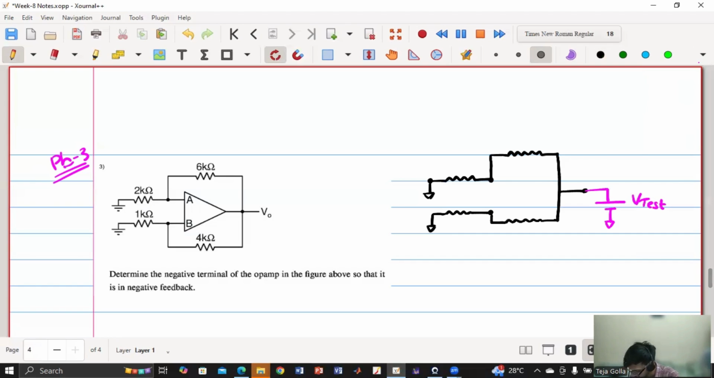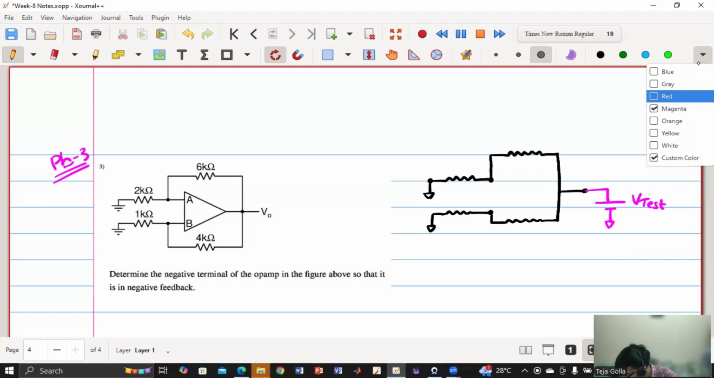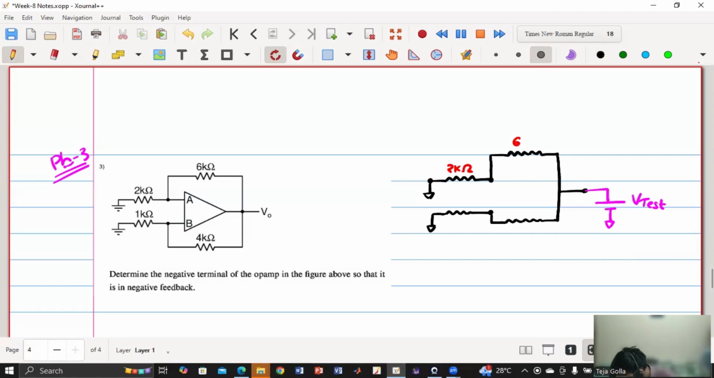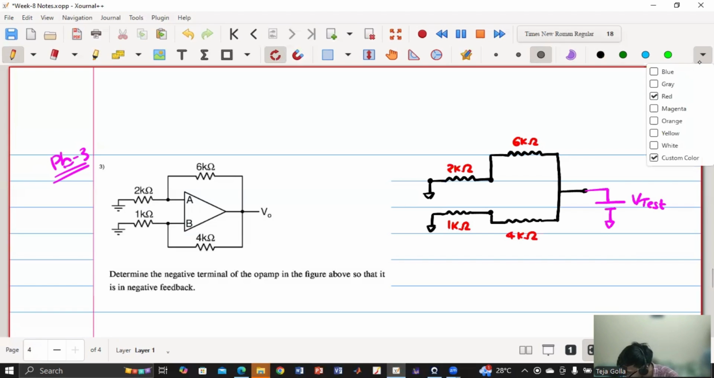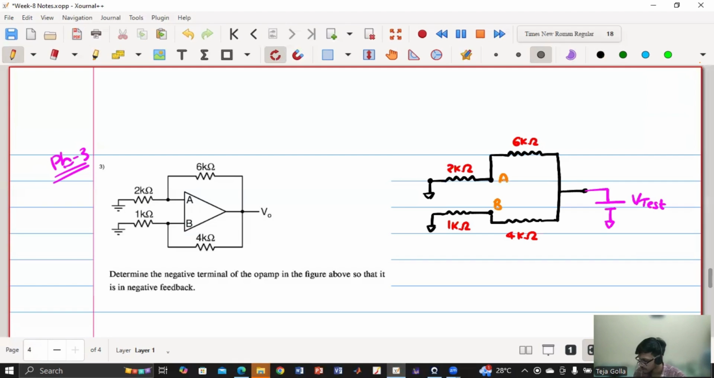So the top one is one resistor divider, the bottom one is another resistor divider. They have given this as 2 kilo ohm, this as 6 kilo ohm, this as 1 kilo ohm, this as 4 kilo ohm. So now this is my A, this is my B. The top one is a resistor divider, the bottom one is a resistor divider, right? So now I can calculate VA and VB in terms of V test.